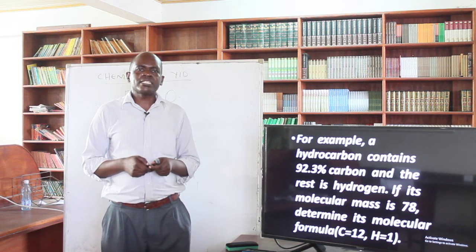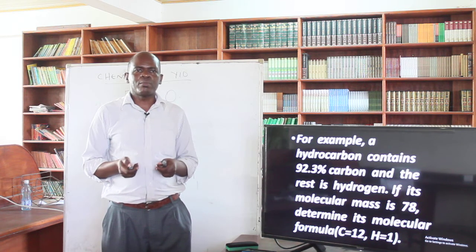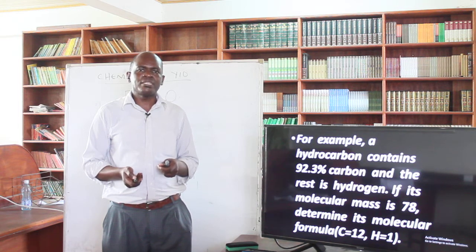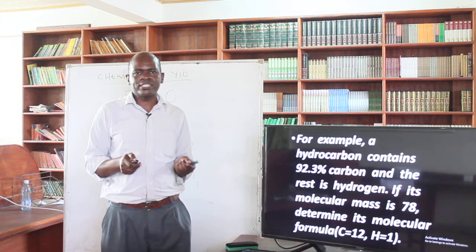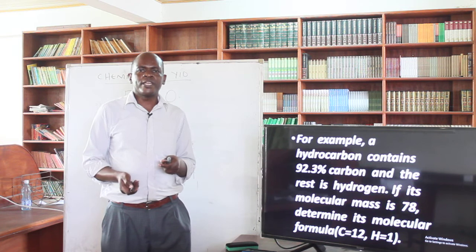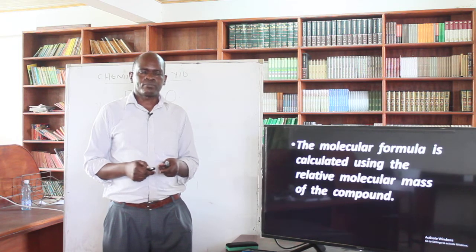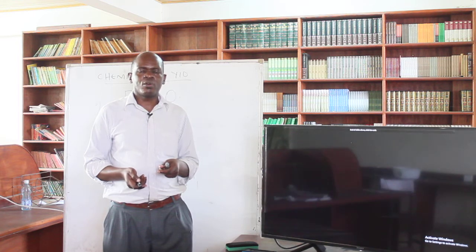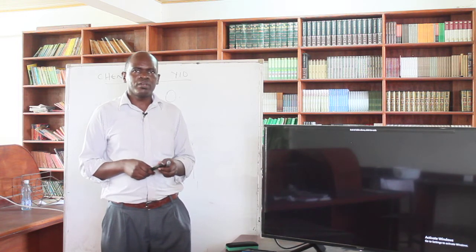You can try that calculation. A hydrocarbon contains 92.3% of carbon and the rest is hydrogen. If its molecular mass is 78, determine its molecular formula. So first, get the empirical formula of that compound because you have the percentage, then work out the molecular formula of that particular compound. Let's look at a small clip that can help us understand this particular concept much better.